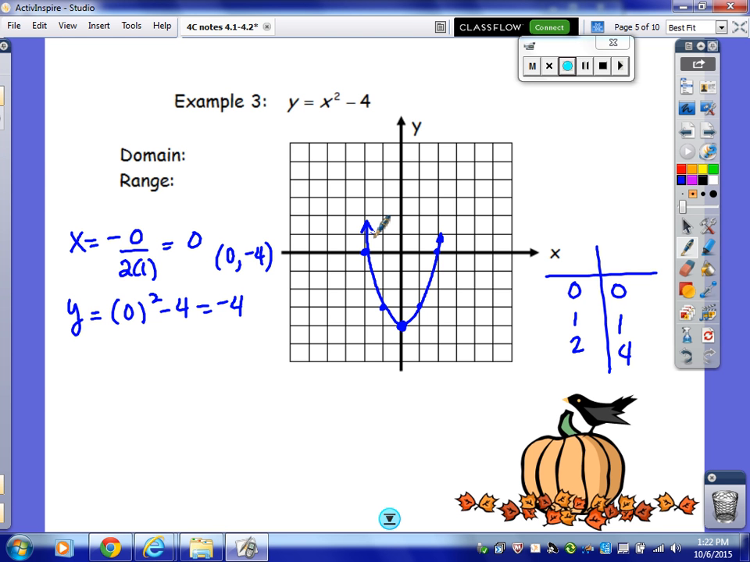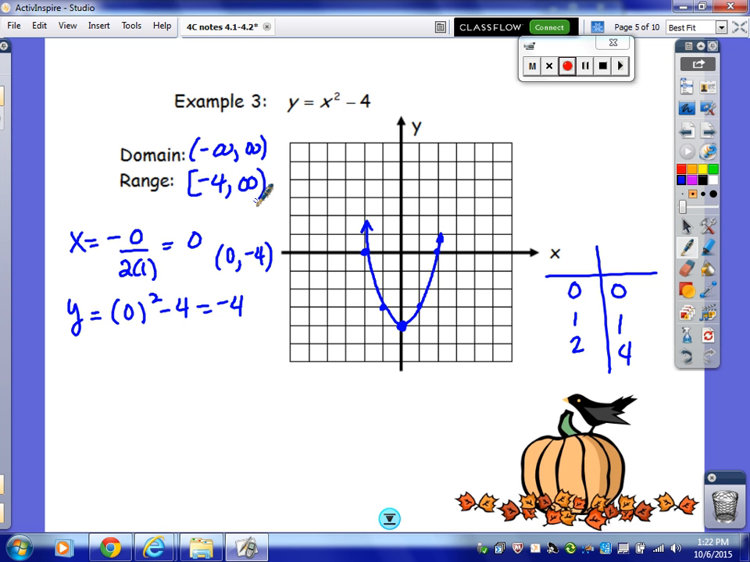All right, domain, all reals, and range is from negative 4 to infinity. Now, notice all my examples had a positive A. All my A's were positive. That doesn't have to be the case. A could be negative. It was just the examples I picked. All right, so that's standard form. So you've got to memorize how to find the vertex, opposite of B over 2A.